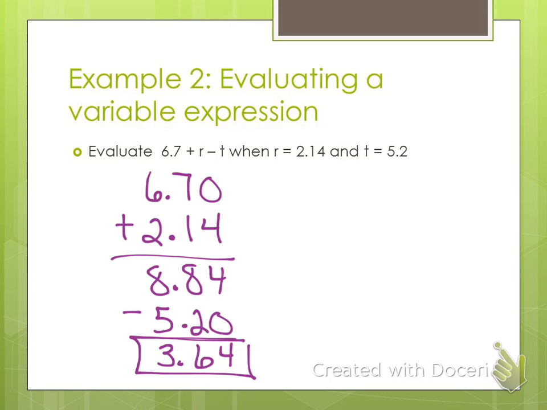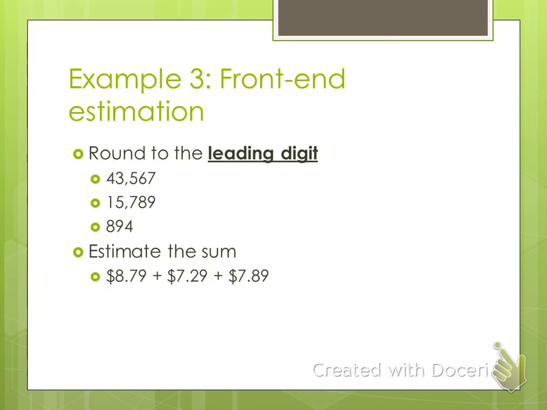All right, now in example 3, we're learning estimation. We talked about this a little bit yesterday, but whenever we estimate, we're going to use the front end estimation rule, okay? And that means that we round to the leading digit. So what does the leading digit mean? It's going to be my first one. So my highest place value is what I'm rounding to.